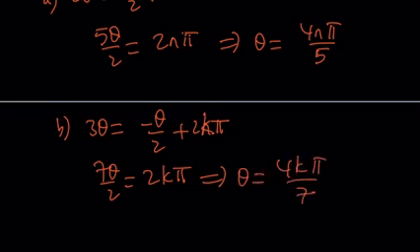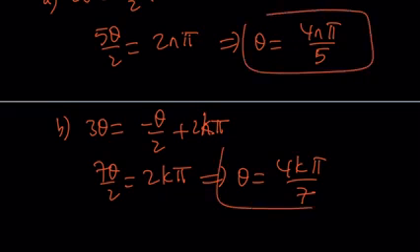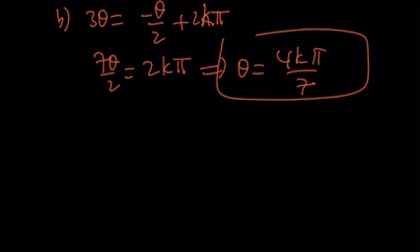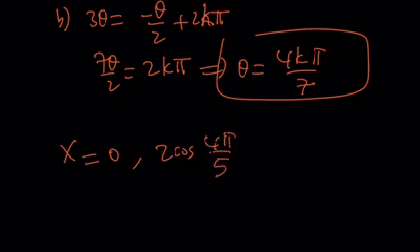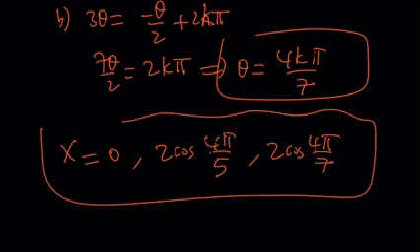And with k equals 0, you get 0 again. You don't need to duplicate it. And for k equals 1, you're going to get 4 pi over 7. But these are just the theta values, and x is equal to 2 cosine theta. So the x values from here are going to be 0, 2 cosine 4 pi over 5, and 2 cosine 4 pi over 7. All right, so those are going to be the solutions of this equation.